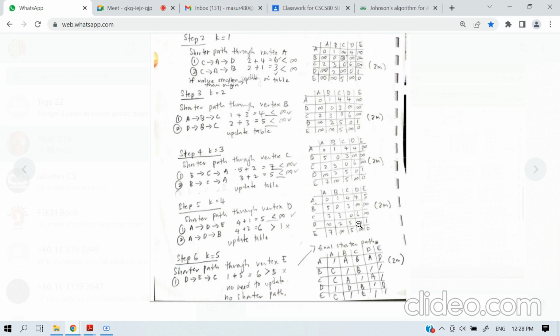So check whether any distance goes through node E. There is one. So D to C through E. So 1 plus 5 equals 6. 6 is larger than 5. So do we need to update the table, guys? No need to update. So just remain the previous table of matrix.